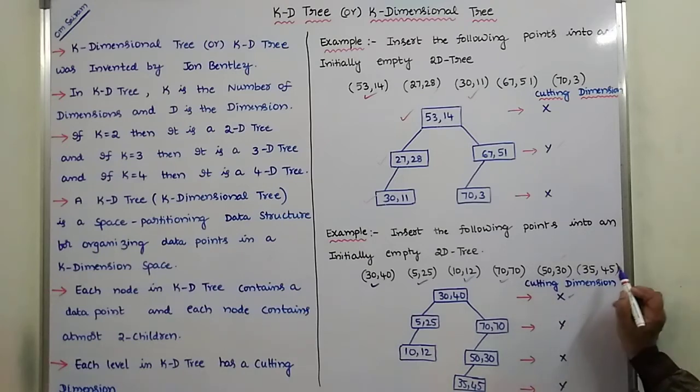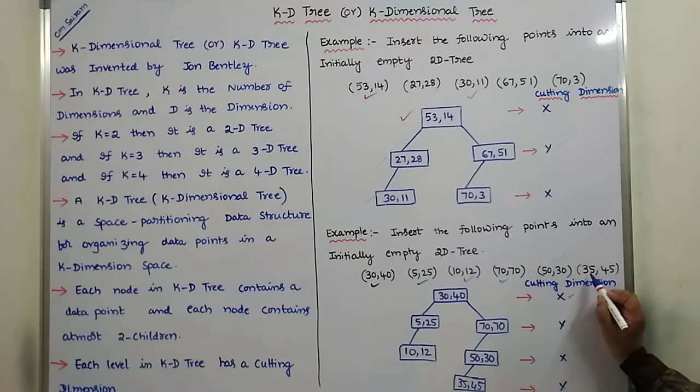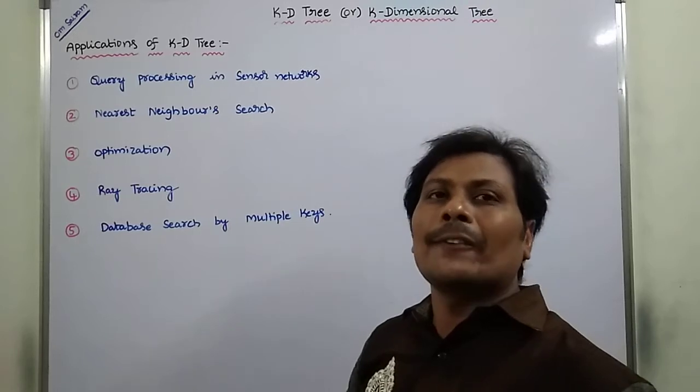So now (35, 45) is compared with (50, 30) by considering the x dimension, that means the x coordinate. 35 is compared with 50. 35 is less than 50, so go to the left subtree. It is empty. Now we have to create a node and insert the data point into that node. Now this node becomes the left child of (50, 30). Okay, so this is the tree.